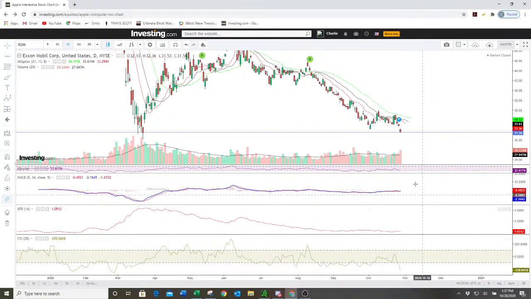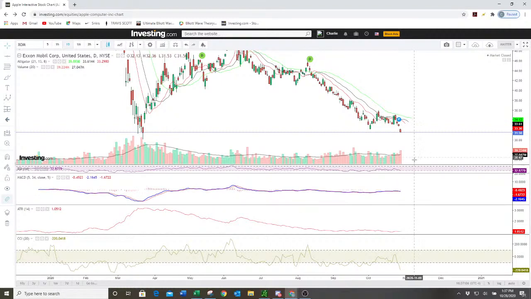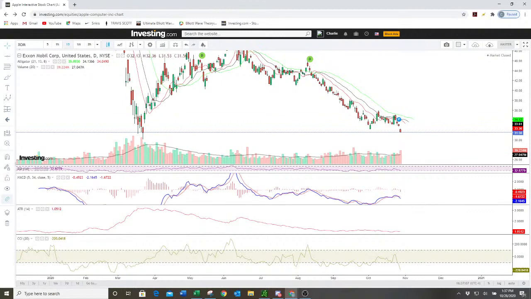CCI is telling you that it's going to reverse. RSI is telling you that it's going to reverse. MACD is not really telling you much. It's pretty flat, if not negative. So I wouldn't touch XOM right now.